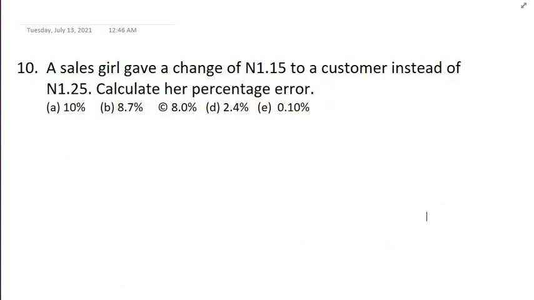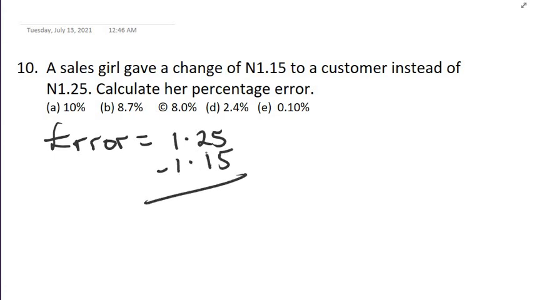Okay, so question 10. A sales girl gave a change of 1.15 to a customer instead of 1.25. Calculate the percentage error. So the first thing we need to do is to calculate the error. So the error will give me 1.25 minus 1.15. 5 minus 5 is 0, 2 minus 1 is 1, so 0.10. So we have the error, and now the percentage error, which is what we are looking for.